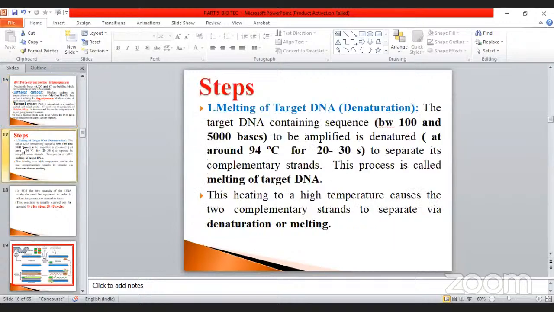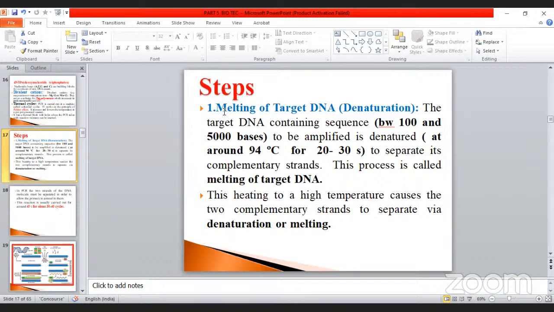Next, we are going to discuss how it works: the primers, the DNA molecule, magnesium ions, as well as the instruments, how they act. We are going to discuss those things stepwise. What is the procedure under the PCR technique? We are going to discuss that.